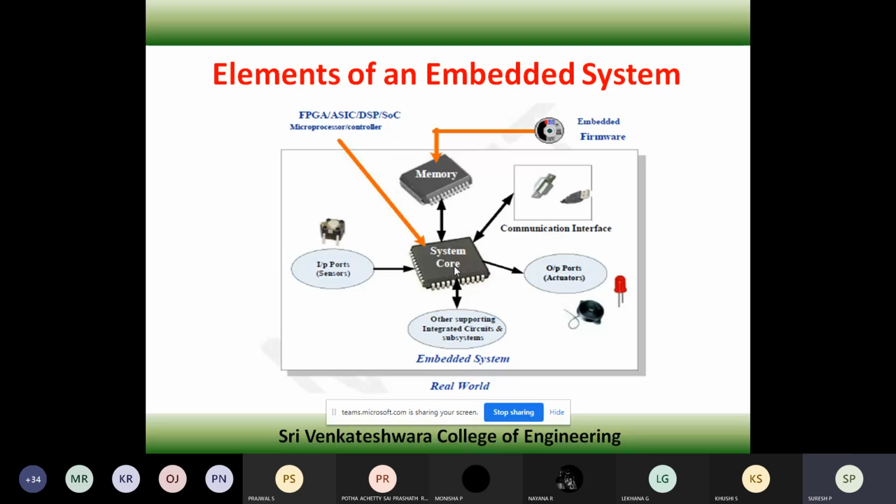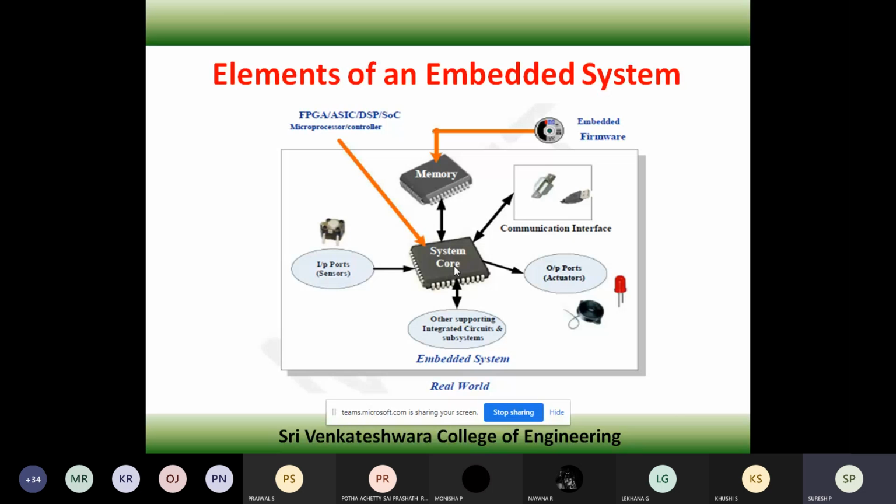Next, it is going to have the ASIC. ASIC stands for Application Specific Integrated Circuit. As the name indicates, that particular integrated circuit is designed to do one specific task for that particular application. So it is going to have the application specific integrated circuit.